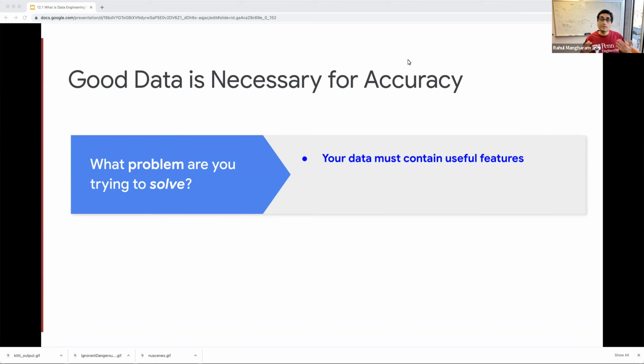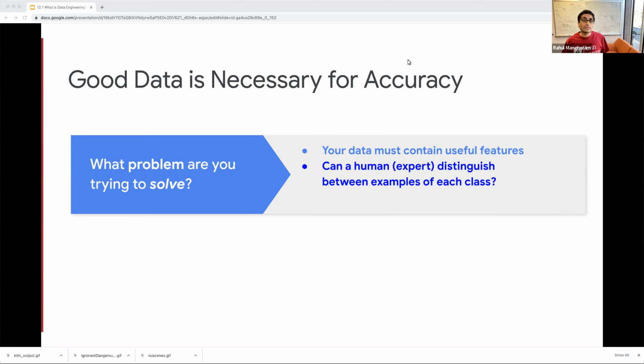But in order to get good accuracy, you have to ask yourself the fundamental question, what problem are we trying to solve? What does that mean? Well, first and foremost, your data has to contain the useful features. If you're obviously dealing with something like images, for instance, if the images are blurry, is that any good? What happens if your microphone is not picking up much of the sound and it's supposed to be picking up, but you have poor quality data there, right? So the data in that case is not really useful.